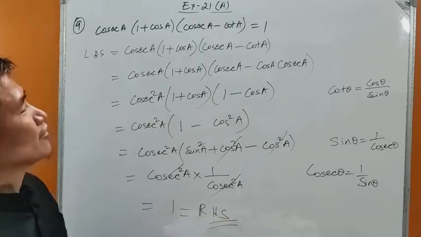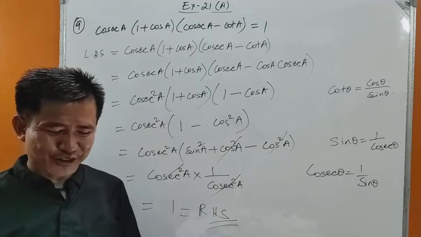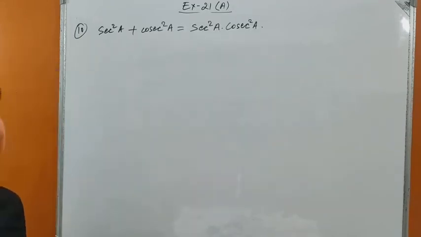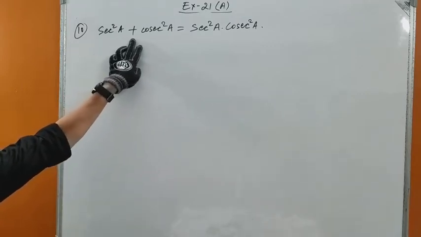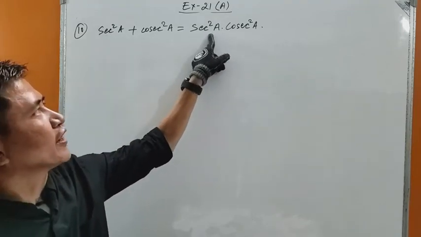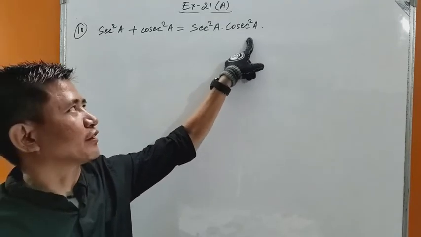I hope you got this. Now let's move on to the next question. That is question number 10. In the left hand side we have sec square A plus cosec square A, and we are asked to prove this equals, in the right hand side, sec square A into cosec square A.